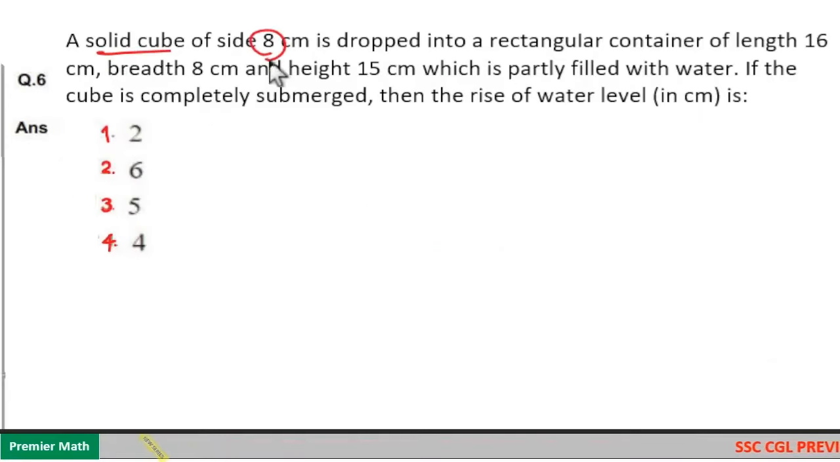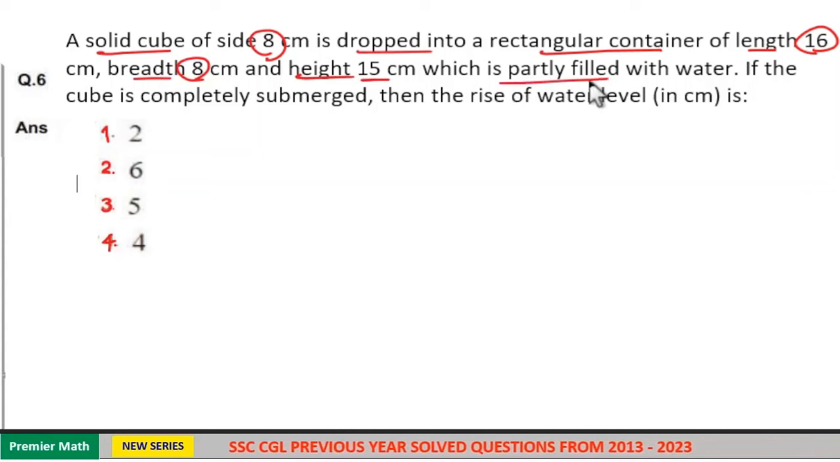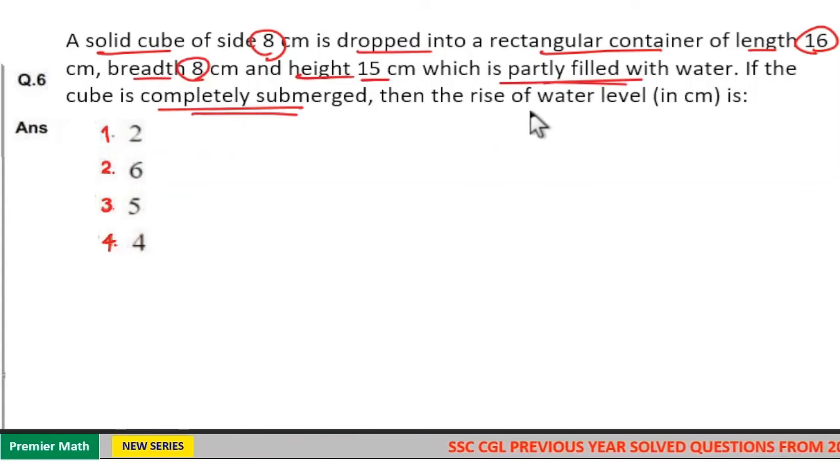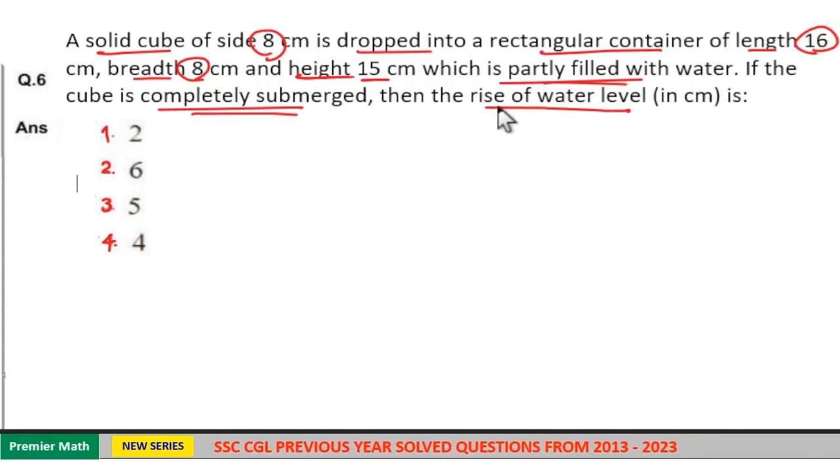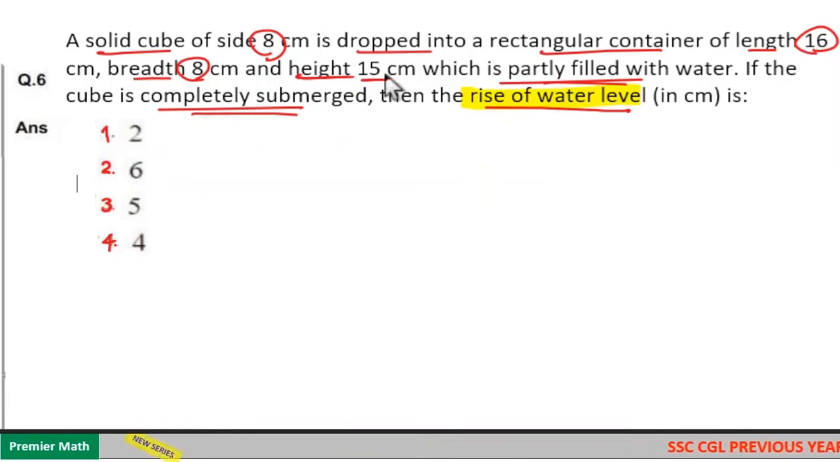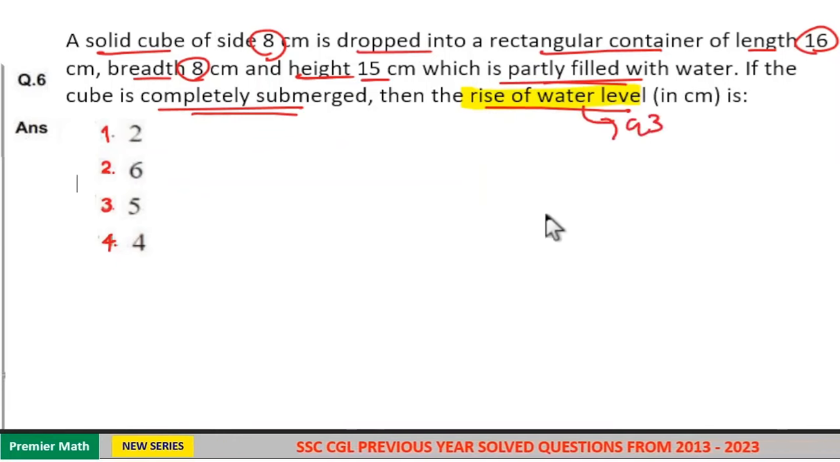Solid cube of side 8 cm is dropped into a rectangular container of length 16 cm, breadth 8 cm and height 15 cm, which is partly filled with water. If the cube is completely submerged, then the rise of water level is. Here rise of water level is the volume of cube, that is A cube.